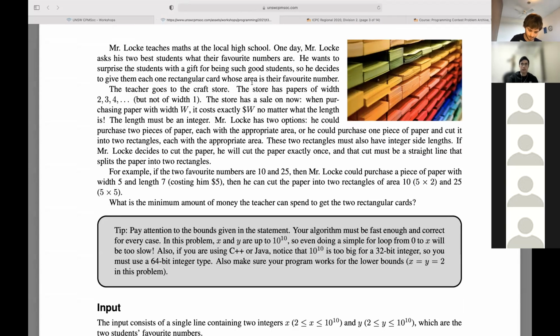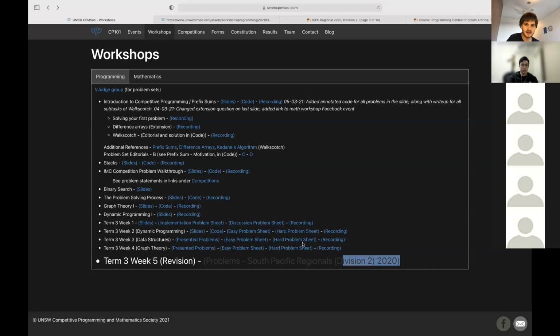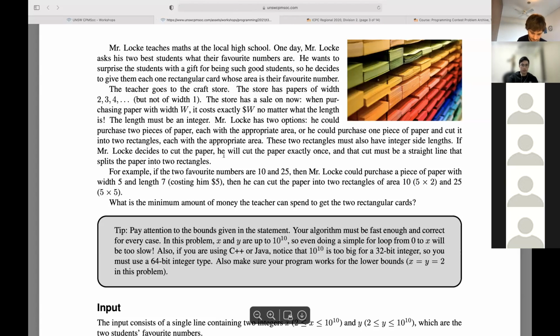Again, you can get to it from our website, which has been linked in the chat a few times, and click here. So in this problem, you have 2 students, and both of them are asked what their favorite numbers are, which we'll call X and Y. So you're given 2 numbers, X and Y. Now the teacher wants to buy some paper, a rectangular piece of paper whose area is their favorite number. So I get a paper with area X and a piece of paper with area Y.